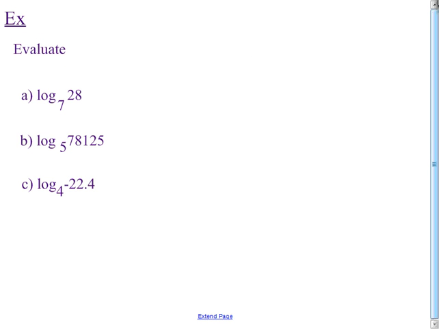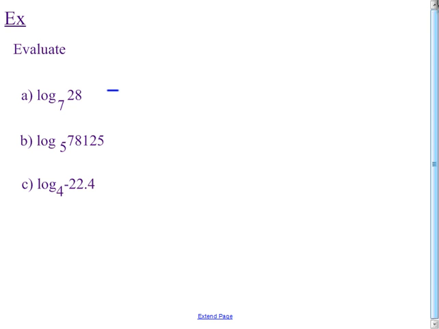So using the change of base property, I want you to evaluate these 3 logs. Do change of base: log of your argument divided by the log of your base. Again, make sure you close up the parenthesis. Take a moment, pause it, and do A first to make sure that you can get it. And then I'll have you do B and C.